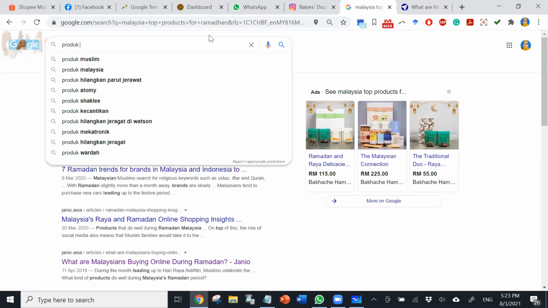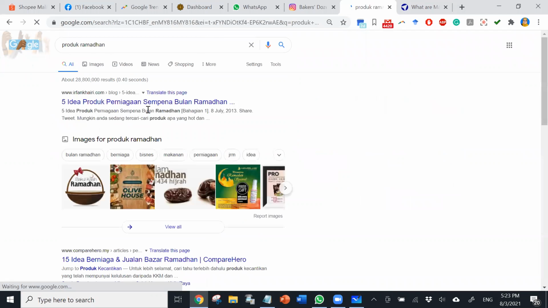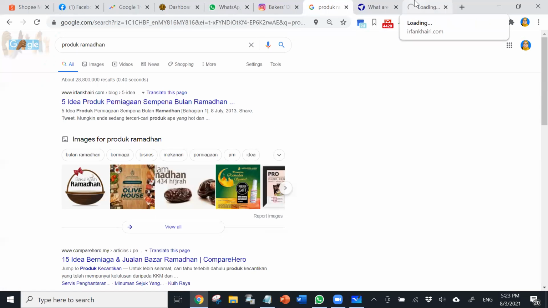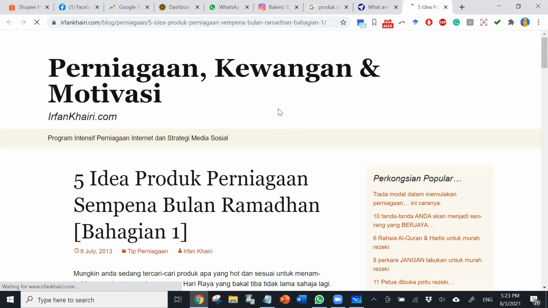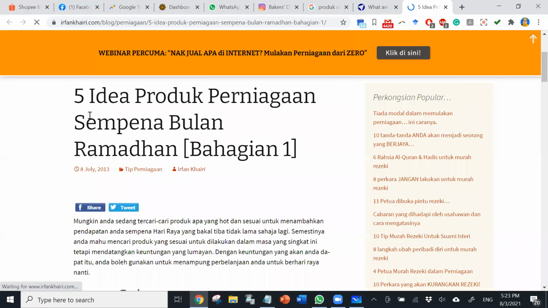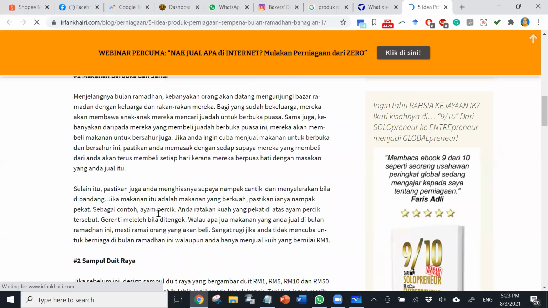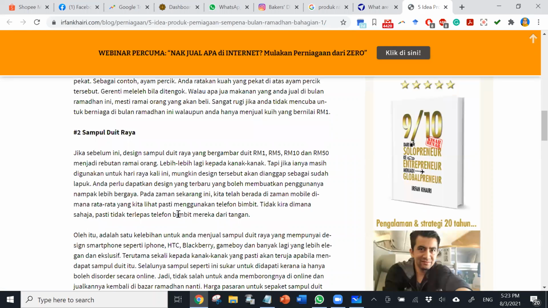Product Ramadan. This one is in Malay, I will translate for you. I think some of you might want to sell in your country, so you can try to Google it in your country. This one is five business product ideas during Ramadan. Number one is breakfast food, for example the chicken one or whatever, it's difficult to translate. Number two is sampul duit raya.